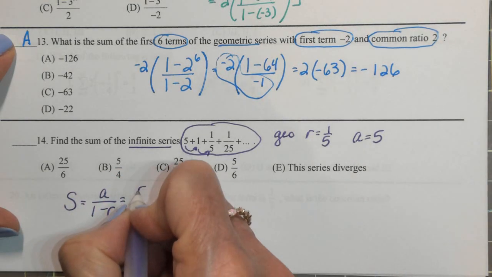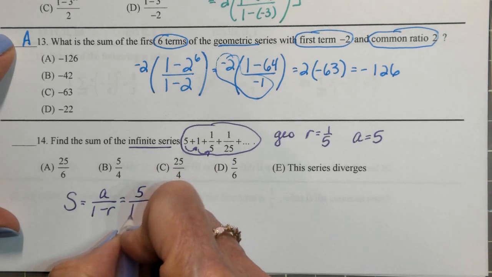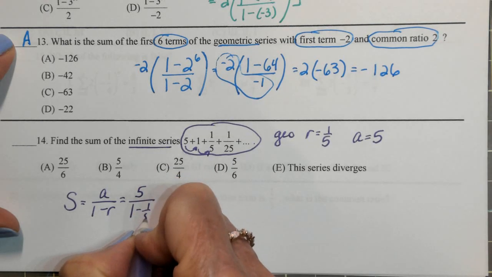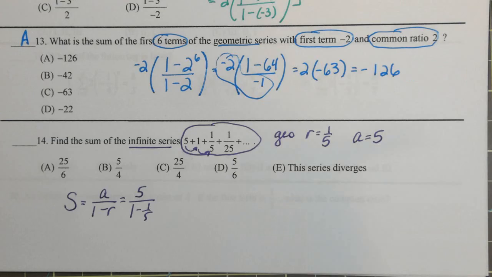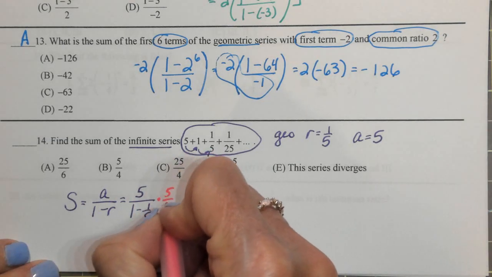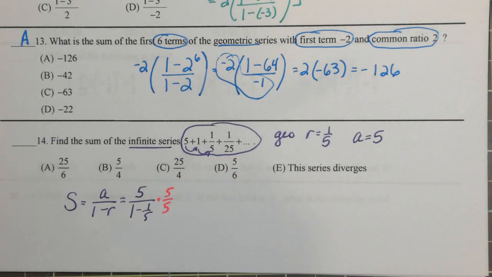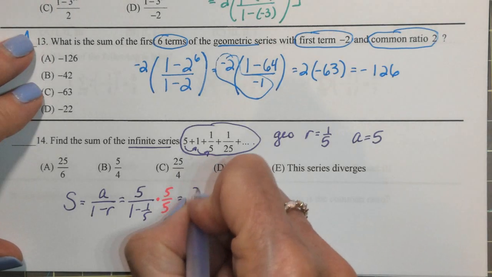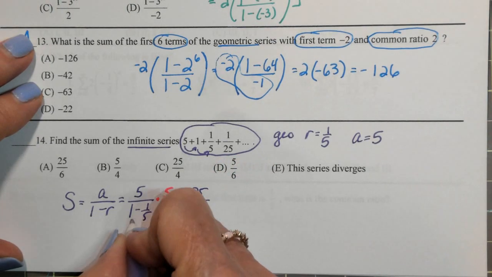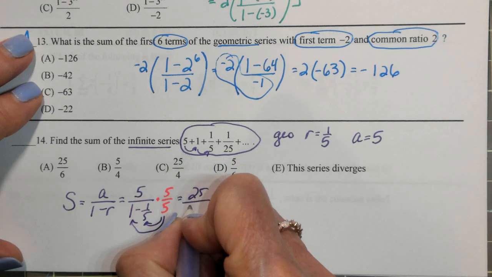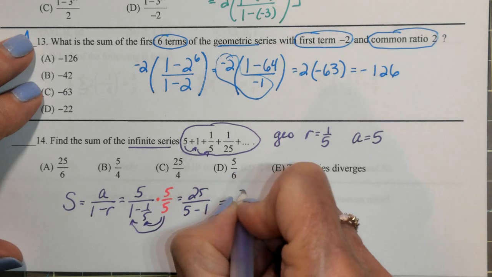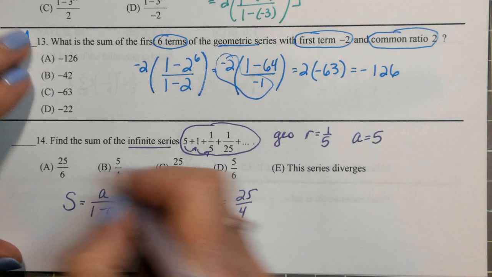So the first term here is 5. r is 1 over 5. So once again, I'm going to clean this up by multiplying top and bottom by 5. And I get 25 on top. Don't forget to distribute. 5 minus 1 on the bottom, 25 over 4. C.